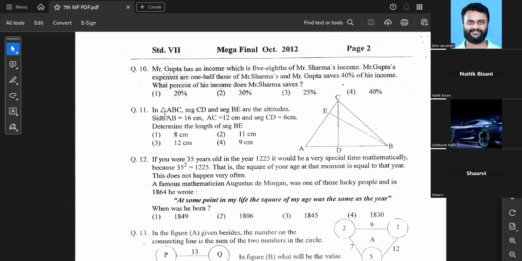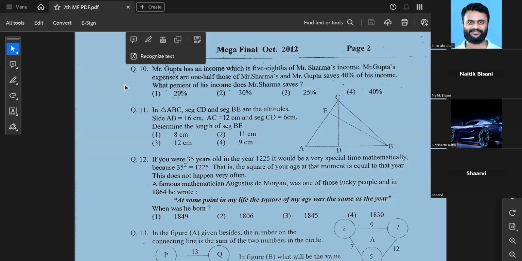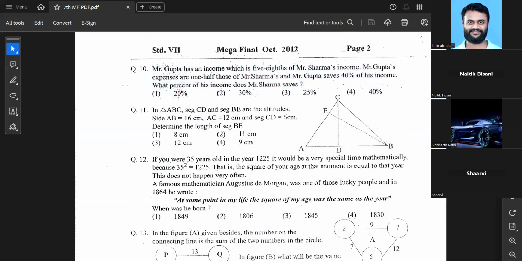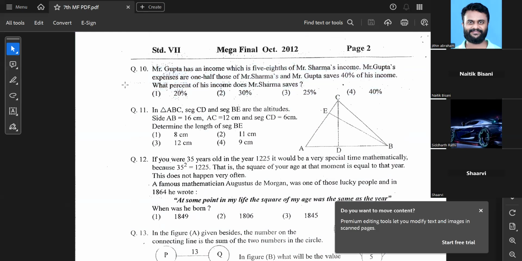And Sir, 13 is also solved in class. Correct. One more reason I'm not solving 10 is this. Basically, I feel that it is easy. So even if you watch the recording, you will be able to understand. It is not that difficult.